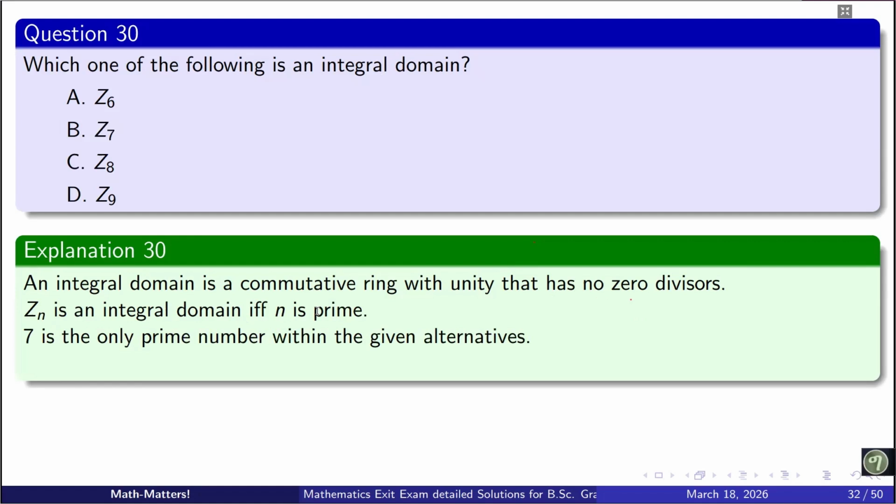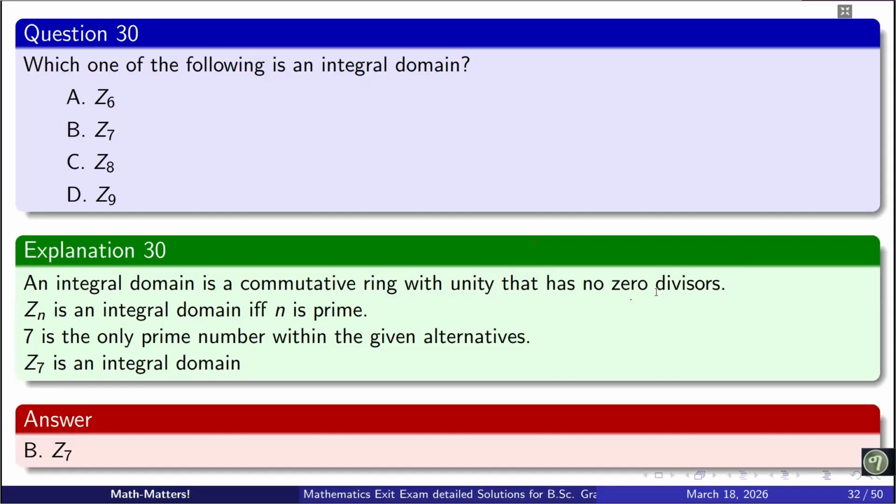So 7 is the only prime number within the given alternatives. Therefore, Z7 is an integral domain. An integral domain means a commutative ring with unity that has no zero divisors. So the answer is Z7, which is B.